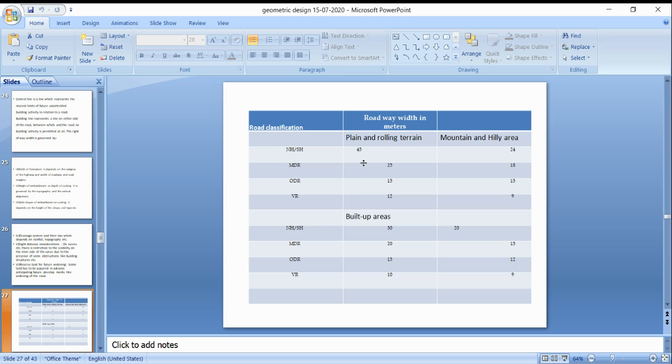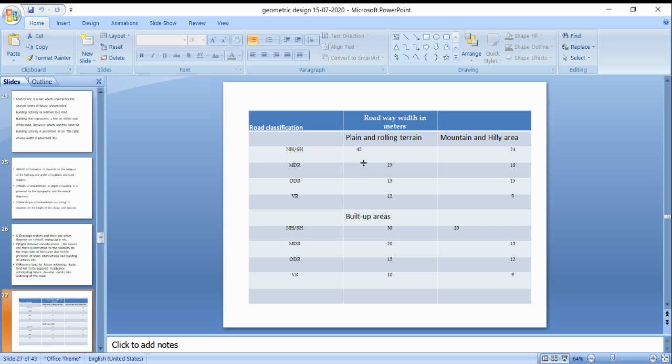And the other district roads, you can see, are 15, and hilly areas also 15. Village roads are 12, and hilly areas 9. So this is all for open areas. Okay, this is all considered for the open areas having the ranges. So this much area has to be occupied for future developments.